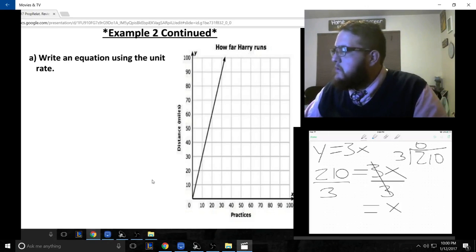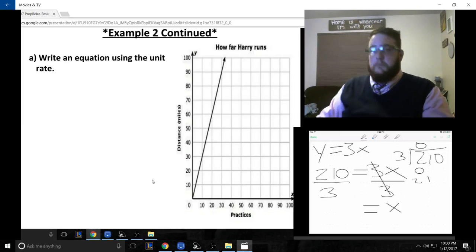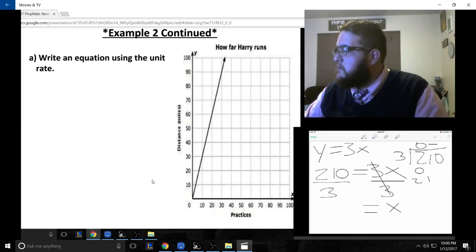3 does not go into 2. 3 does go into 21. 7 times.